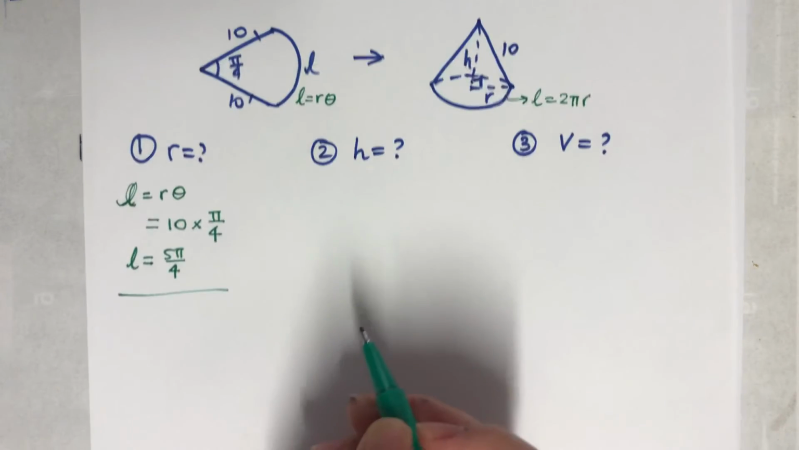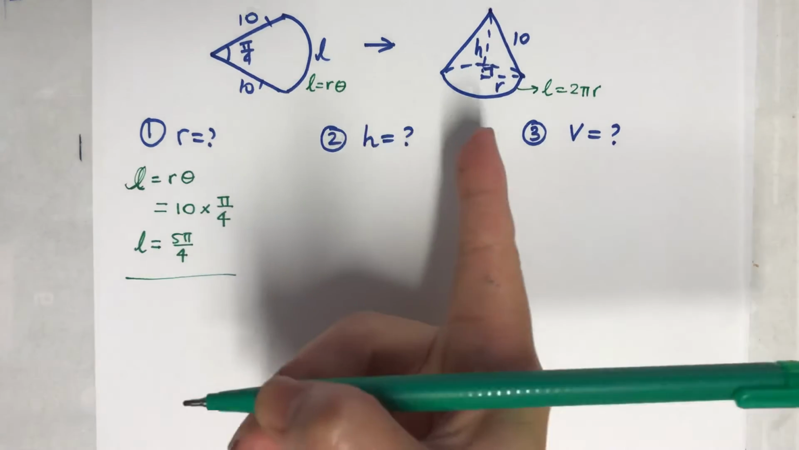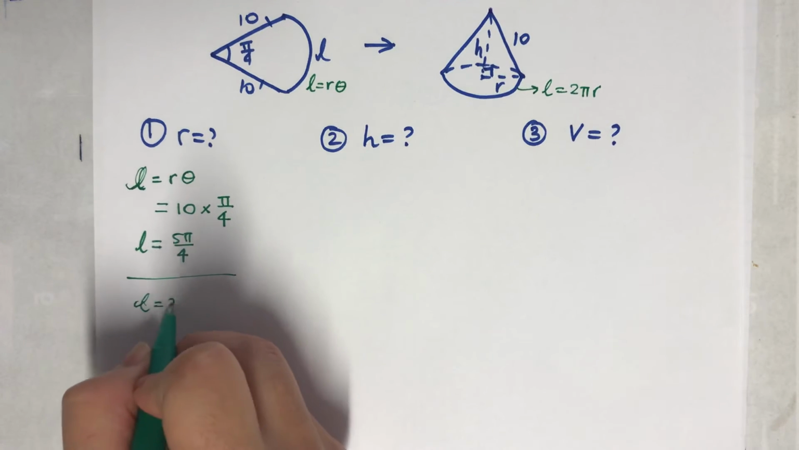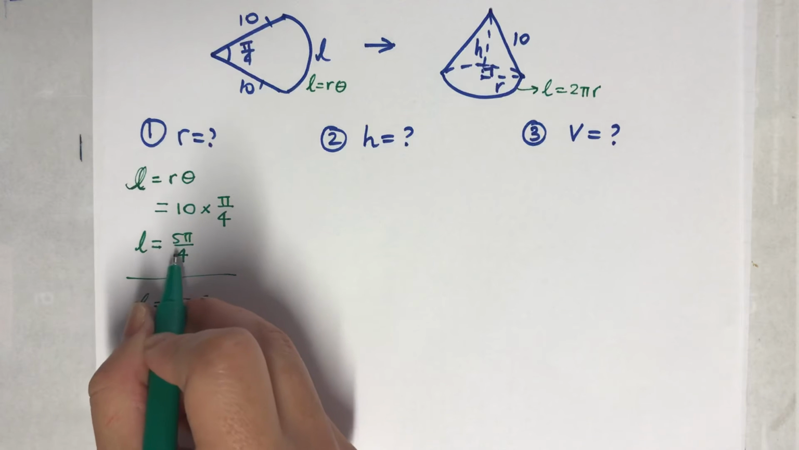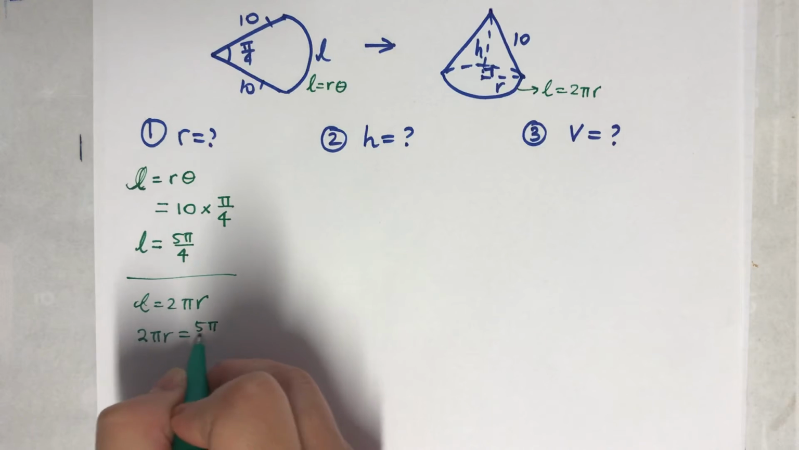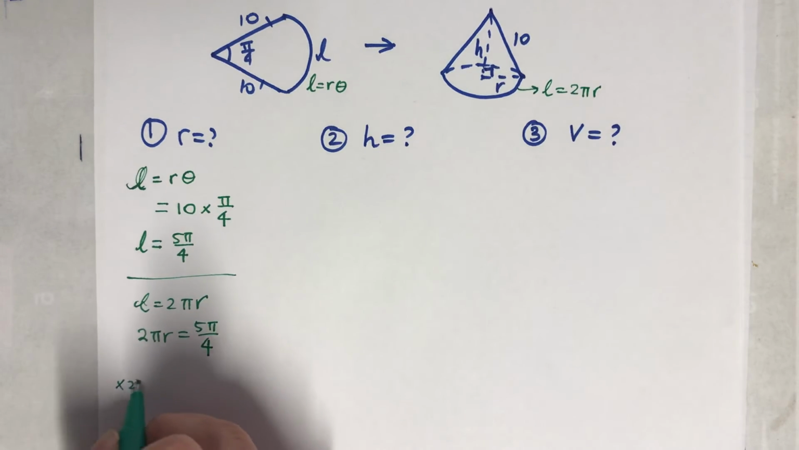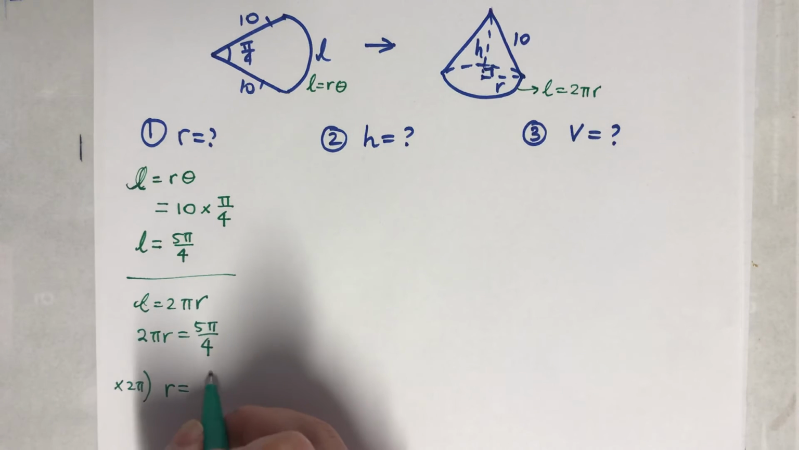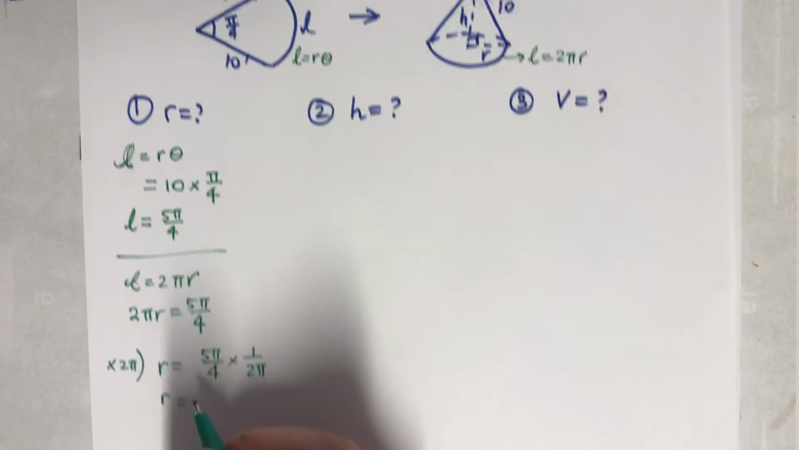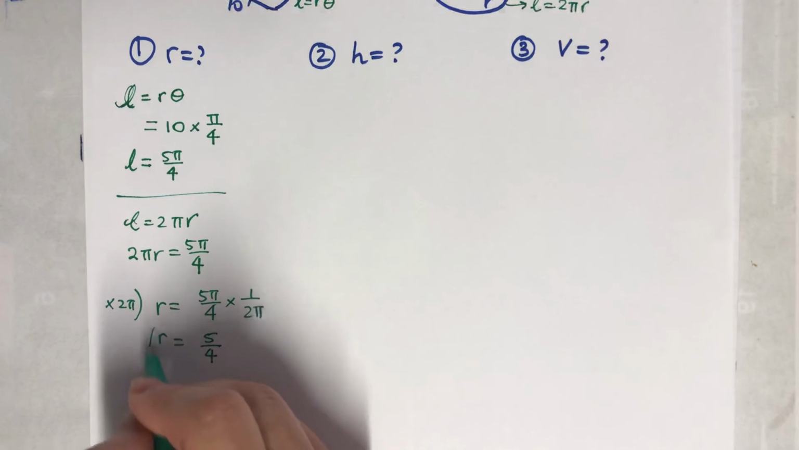Now, what does that mean? And we still don't have a radius. But if I use this part, I get L equals 2 pi r, and that's equal to this. So I'm going to go 2 pi r equals 10 pi over 4. And if I do that and divide by 2 pi on both sides, I will get 10 over 4.